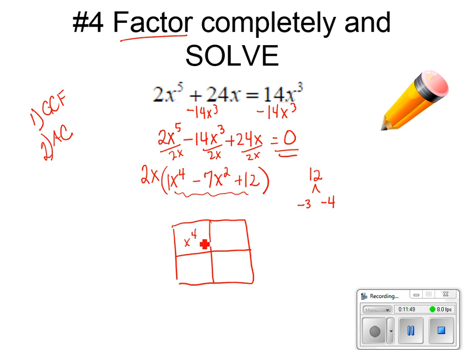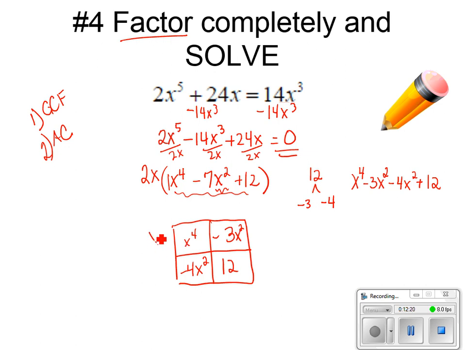x to the 4th. Remember, if you need to, rewrite it as a 4-term problem. x to the 4th minus 3x squared, because if the middle term is squared, this has to be squared, minus 4x squared plus 12. If you need to do that step, go ahead and do that. Make sure that these are squareds, though, because the middle term is squared.